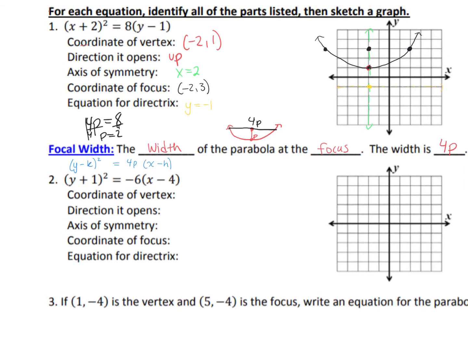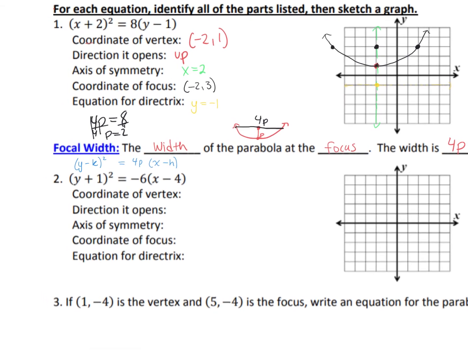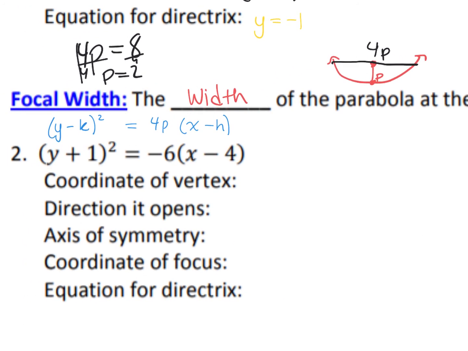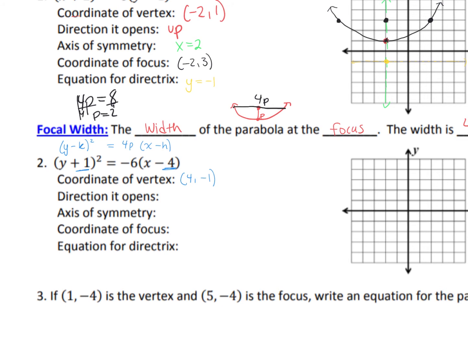So looking at this one, our vertex here would come from h comma k. So this would be positive 4 because it's always the opposite. Negative 1, that is the coordinate for our vertex. Let's go ahead and draw that in our graph. 4, negative 1, it's going to be right here. Okay, so we have our vertex in, that's our first step.